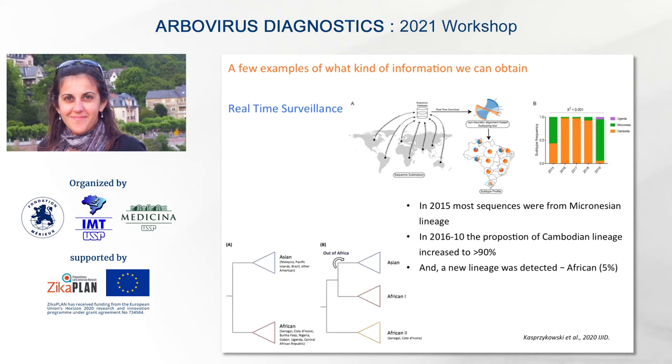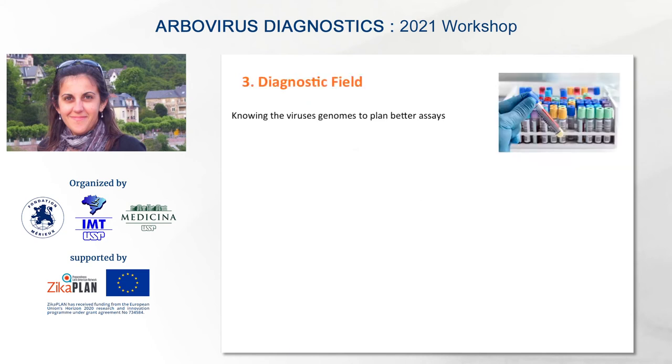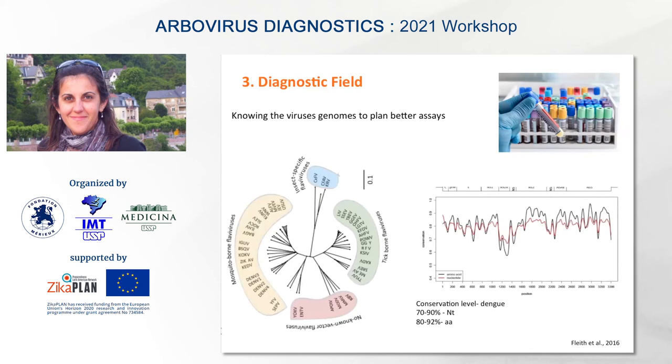Real-time surveillance is actually one of the best examples of the importance of massive sequencing and analyzing data. And finally, I'm going to talk about the importance of sequencing knowledge for the diagnostic field. This graph shows how similar dengue is among the serotypes. The black line represents the amino acid identity, and the red line represents the same data, but for nucleotides.